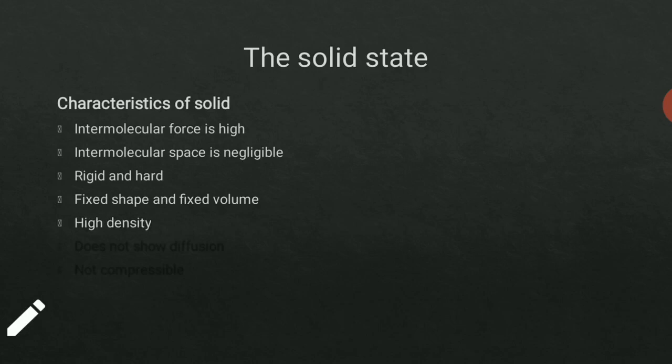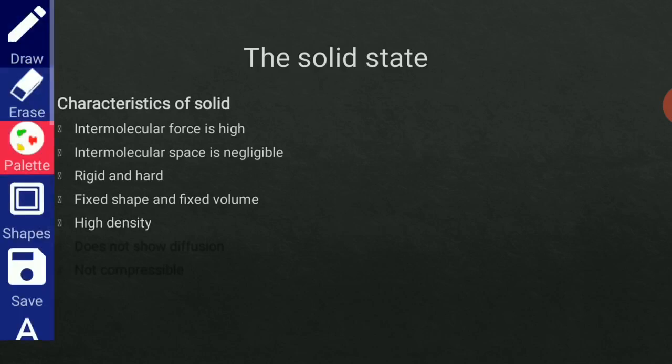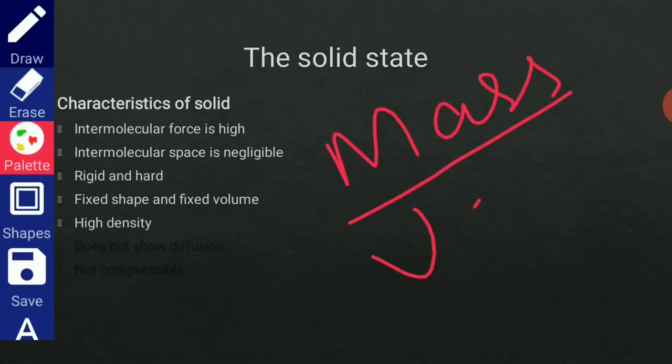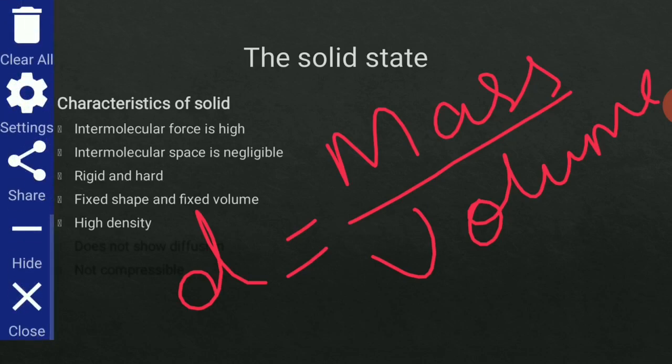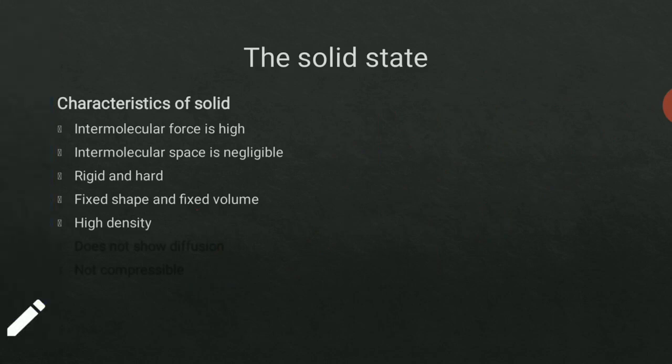Solids are highly dense. Density means mass divided by volume. That is the density. So density means mass divided by volume, or the mass present in per unit volume. Since we know the particles are very closely packed to each other, the mass per unit volume is very high. So therefore, the density of solid is very high.